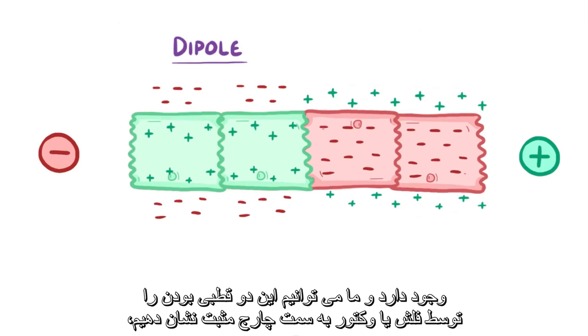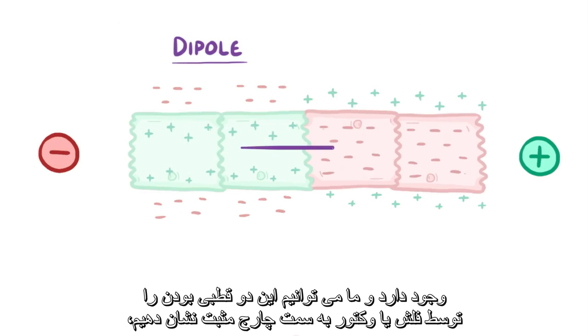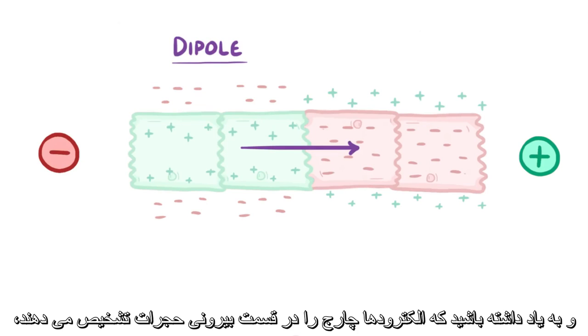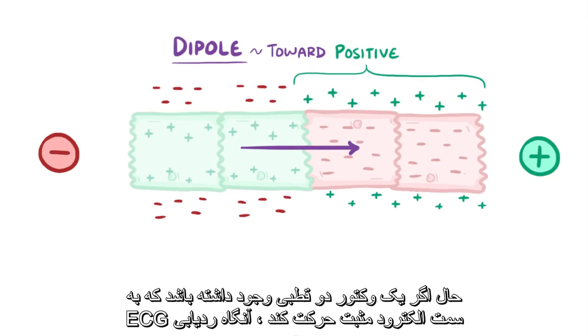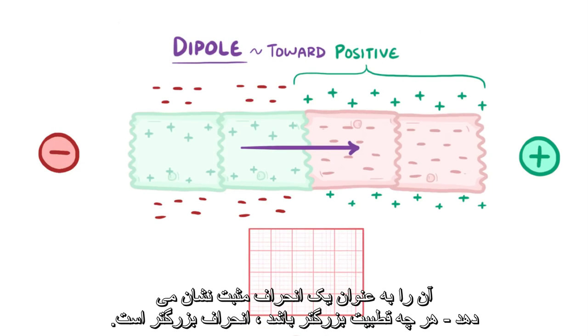You can think of the charge difference as being a dipole, because there are two electric poles. And we can draw this dipole out as an arrow or vector pointing towards the positive charge. And remember, the electrodes detect charge on the outside of the cell. So this points toward where the positive charge is outside the cell. Now, if there's a dipole vector pointing toward the positive electrode, then the ECG tracing shows it as a positive deflection. The bigger the dipole, the bigger the deflection.